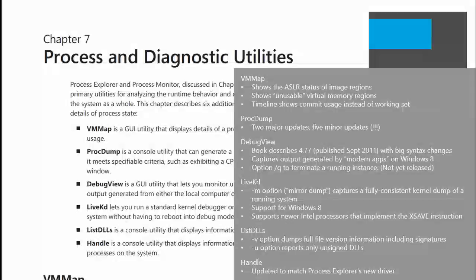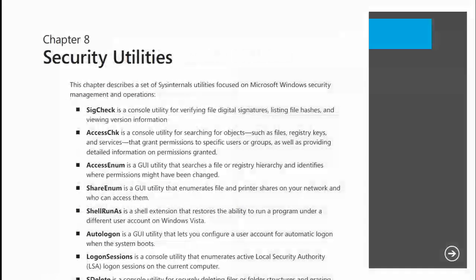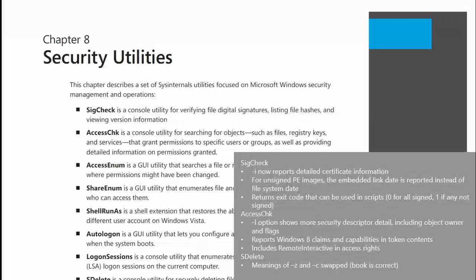Handle has gained 0 new features, but the thing is that it uses the exact same kernel mode driver that Process Explorer uses. And so whenever the driver for Process Explorer gets updated, you need the new version of Handle as well. Otherwise, you're going to have conflicting drivers in memory. SIGCheck, AccessCheck, and SDelete have been updated. The book is actually correct with SDelete, so I'm not going to mention that any further.